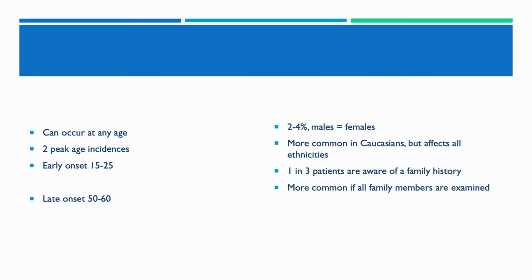Psoriasis can occur at any age, but there are two peak age incidences. That is early onset disease, which tends to occur between the ages of 15 and 25, and late onset disease, which occurs between the age of 50 and 60. It affects anywhere between 2 and 4% of the population, males being affected as frequently as females. It's slightly more common in Caucasian populations, but it will affect all ethnicities.